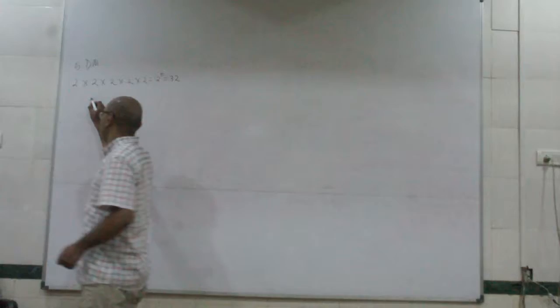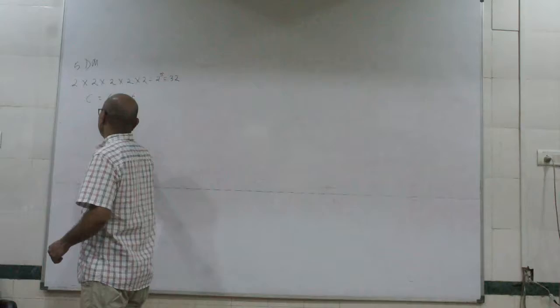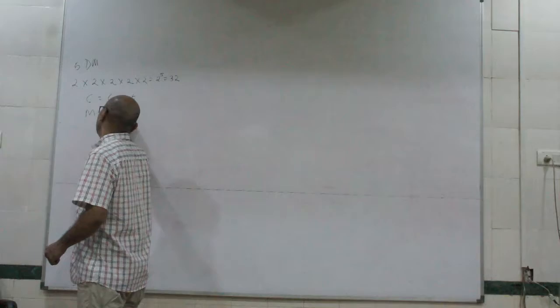If the outcome is correct, I call it C. And if an outcome is incorrect, I call it a mistake, M. Okay, I call it a mistake.